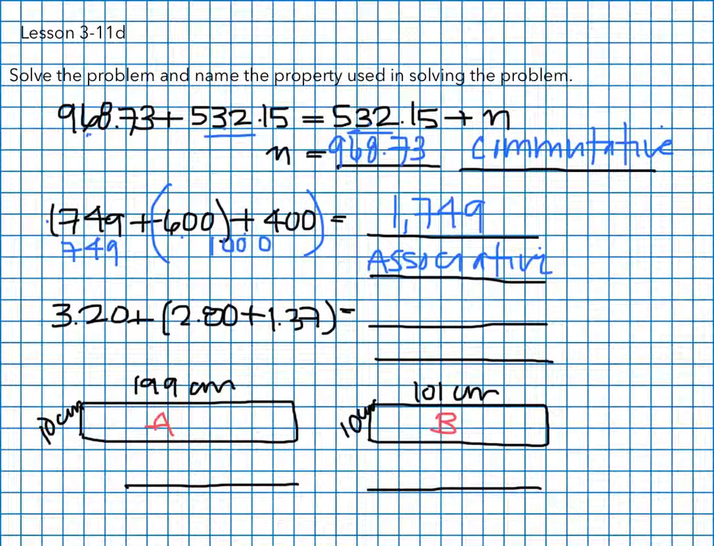Okay. All right. Looking at our next one, we have 3.2 plus 2.8 plus 1.37. Now, I could add them all across. But because it is addition, I can move these around and put these together. And 3.20 plus 2.80, 20 plus 80 is going to give me 1 plus 3, 4, 5, 6, 7, 7.37, or 7 and 37 hundredths. And then I use the associative property.